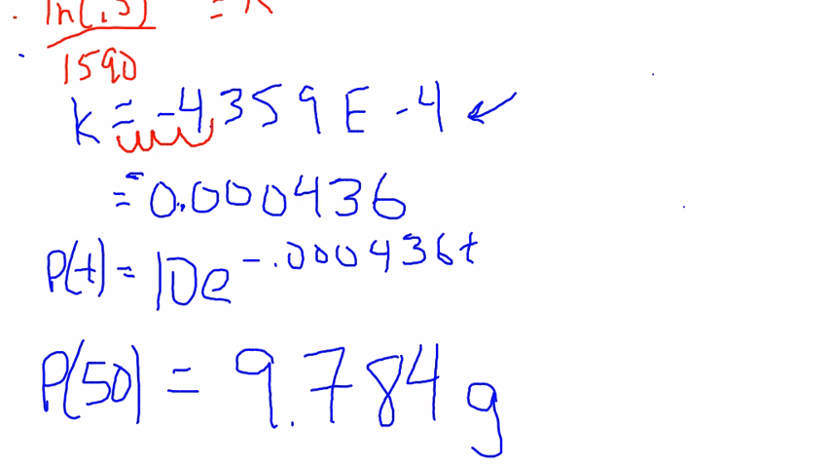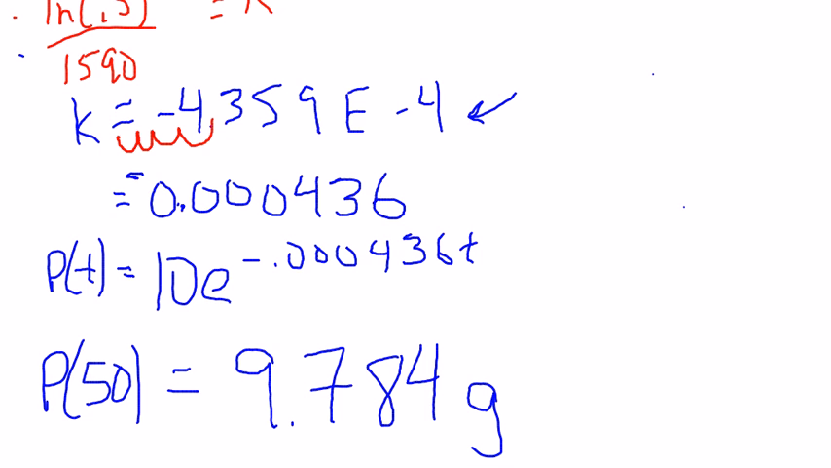So if you remember back, the original amount was 10, half-life of 1590. That means that it's going to take that many years for half of it to go away. I want you all to think about it. Does it make sense? Yes, it makes sense because we started with 10. It was decaying, less and less is going to be there. The half-life is like 1,500, 1,600 years, so after 50 years, not really that much is going to be gone.